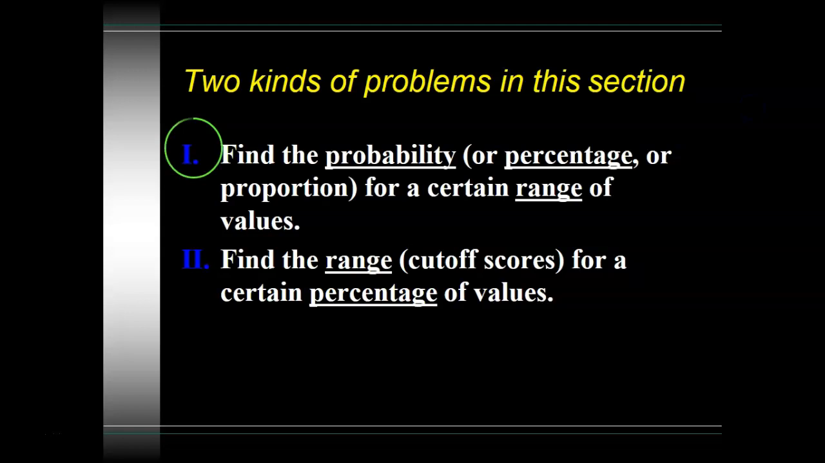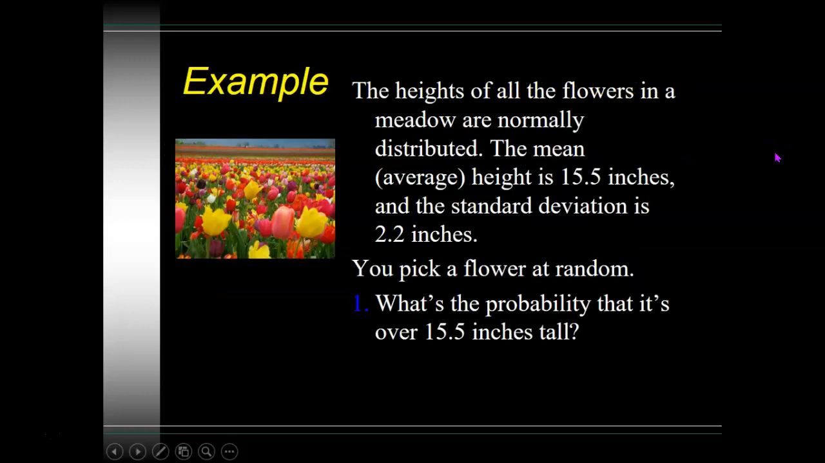So first let's talk about the first one of those, where we're going from a certain range of values to finding the probability, or the percentage. An example of this kind of problem would be the heights of all the flowers in a meadow are normally distributed. The mean, or average height, of the flowers in the meadow is 15.5 inches, and the standard deviation is 2.2 inches. You go out into the meadow and you pick a flower at random. What's the probability that the flower you pick is over 15.5 inches tall?